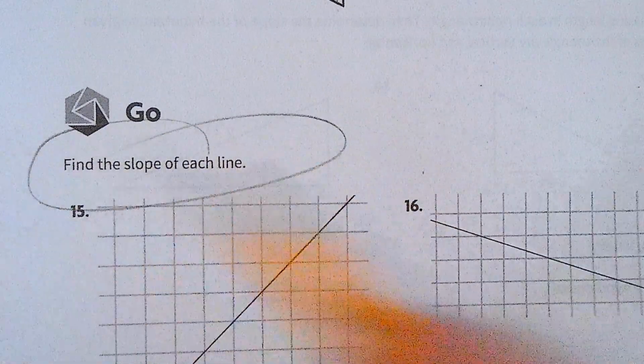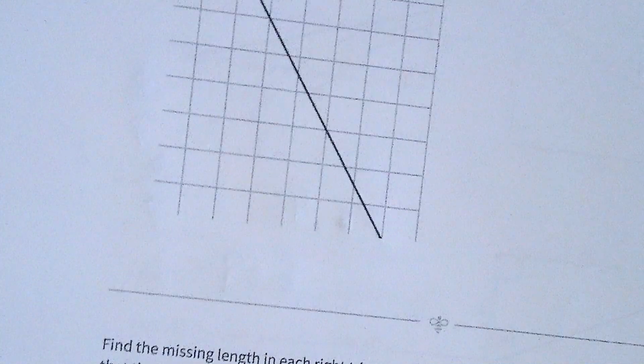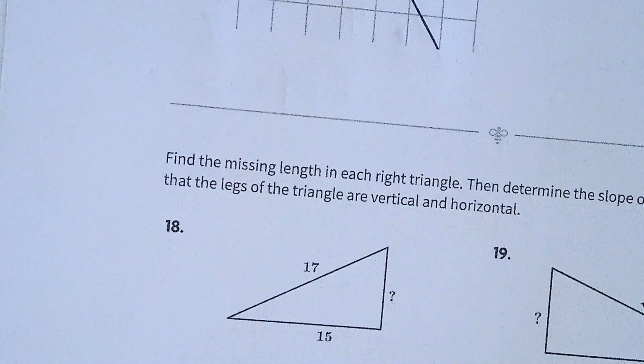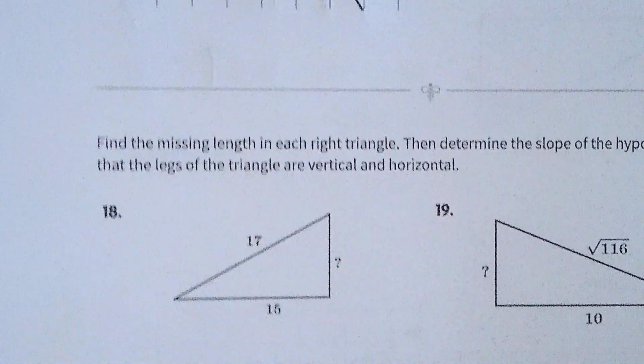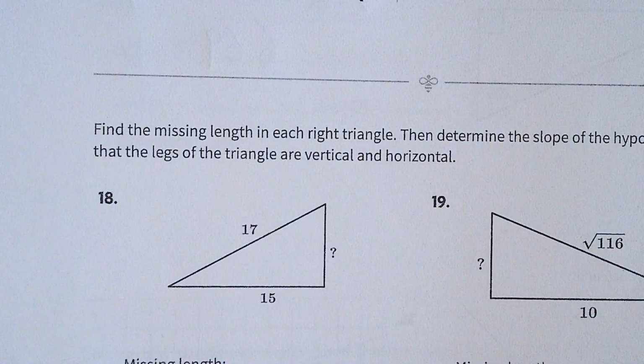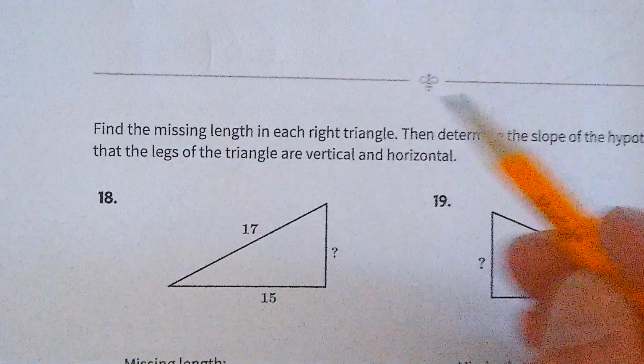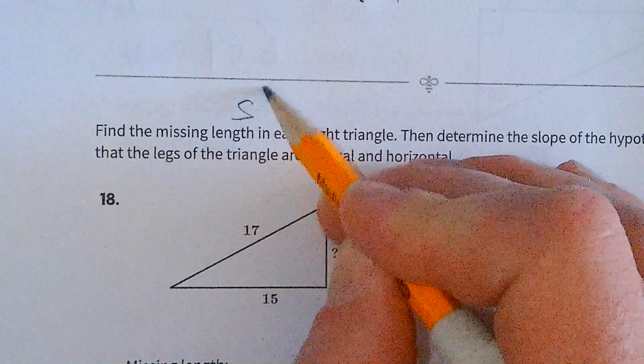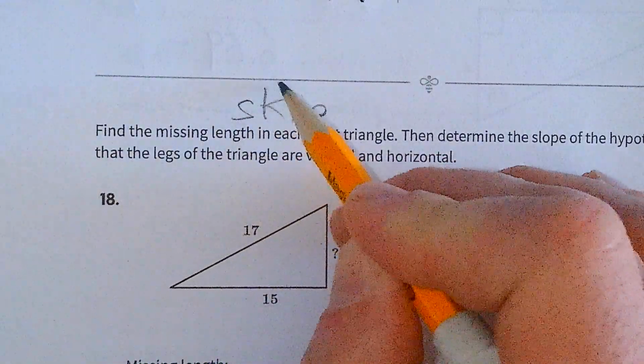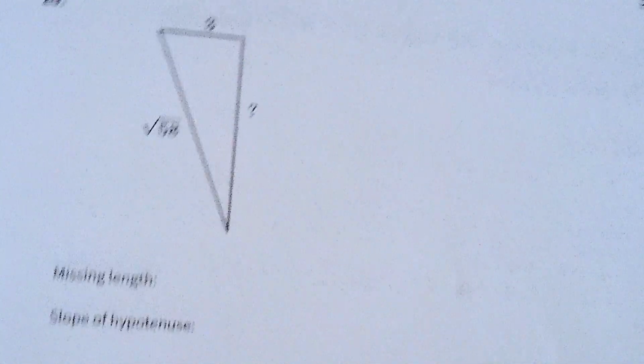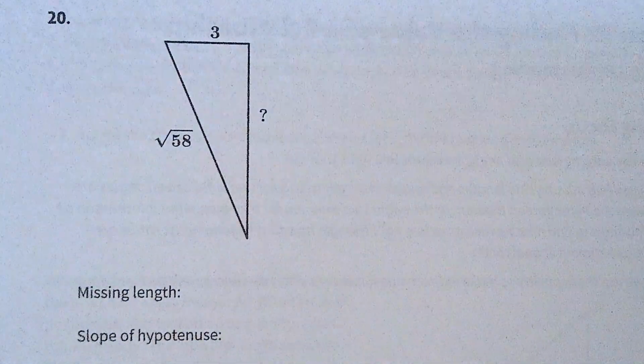Find the slope of each line. What else? We got anything good? Oh, 2 pages. We've done enough Pythagoras this year. Let's skip this section. And skip. Yay.